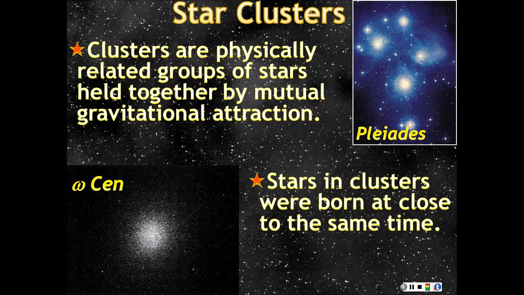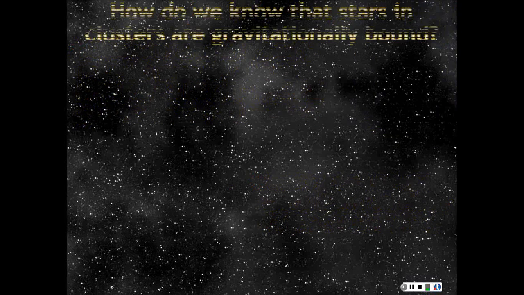And the only way you can make this happen is they have to be born at the same time. It's very hard for stars to be captured by a cluster, and so you've got to have them born from the same big cloud collapsing so that they have this mutual gravitational attraction.